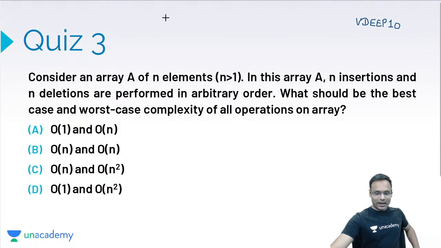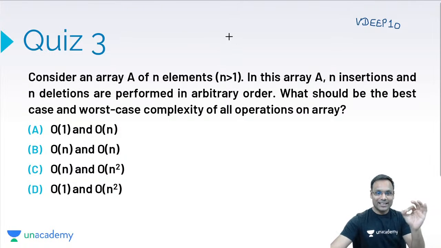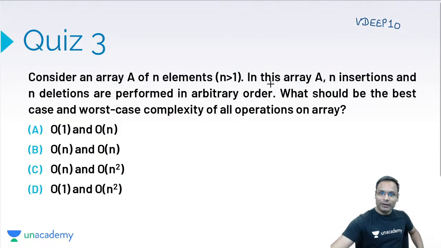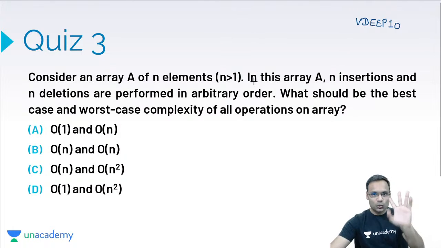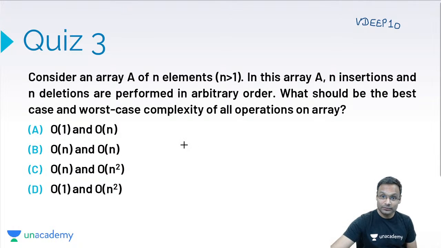I am waiting for your answer for this question. You will have to solve this question. I will bring these kinds of quizzes daily now. At the end, once whatever you have learned, we will have such quizzes daily. Consider an array A of n elements, n greater than 1, so at least 2 elements should be there. In this array A, n insertions and n deletions are performed in arbitrary order. What should be the best case and worst case complexity of all operations on the array?